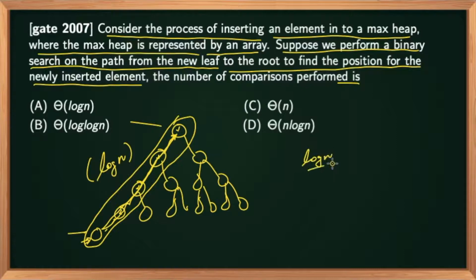Now we are asked to find out where that element is getting inserted. So we can use binary search. That is what is mentioned in the question itself. We know that if you have n elements, binary search is going to take log n time. So if you have log n elements, binary search is going to take log log n time. So the answer should be B.